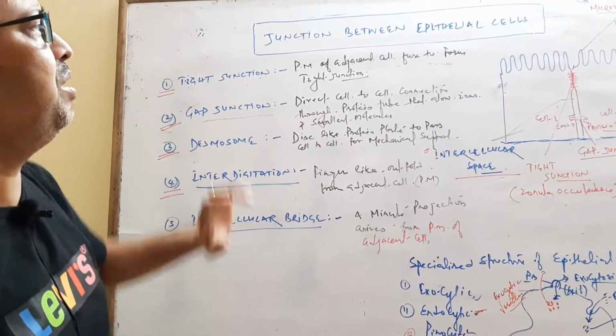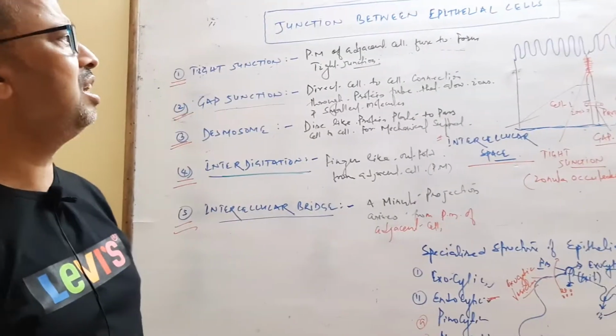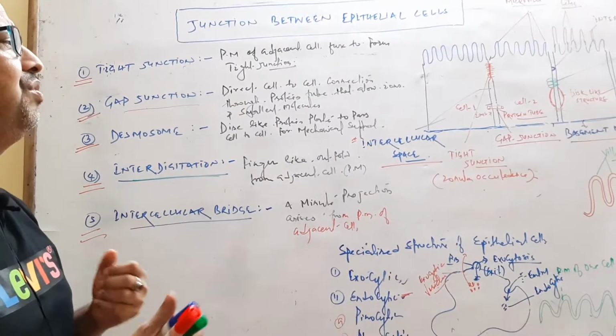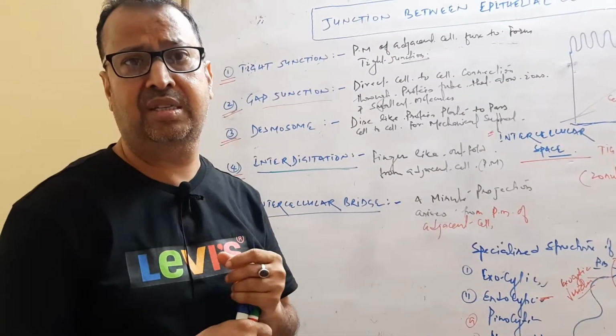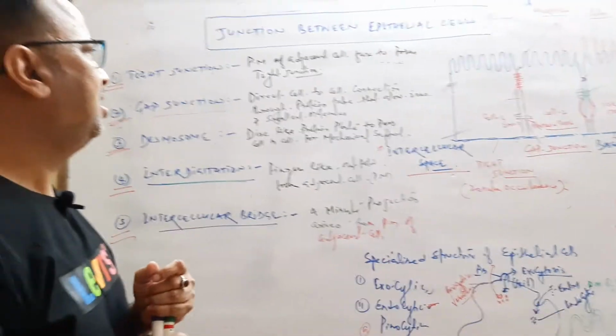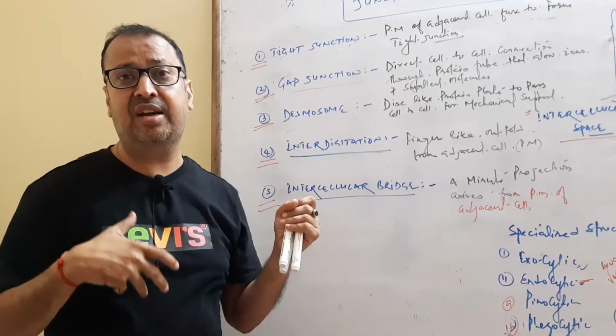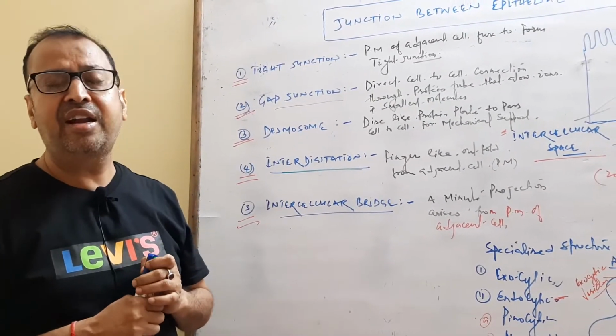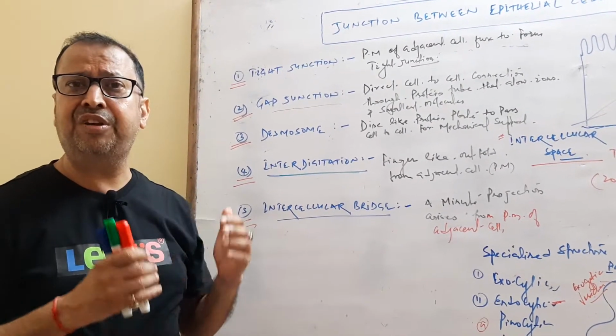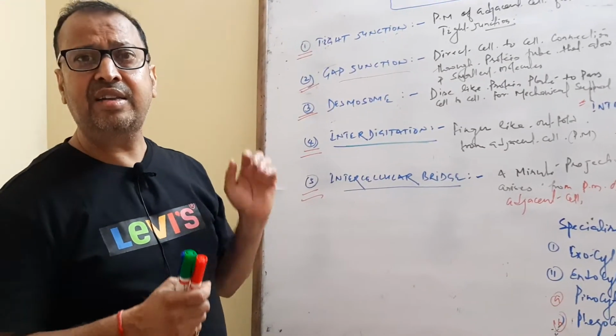Now we study the junctions between epithelial cells. A junction is just a connecting point between two cells or among the cells. There are various types of junction like tight junction, gap junction, desmosomes, interdigitation and intercellular bridge. One by one we discuss, starting with what is tight junction.